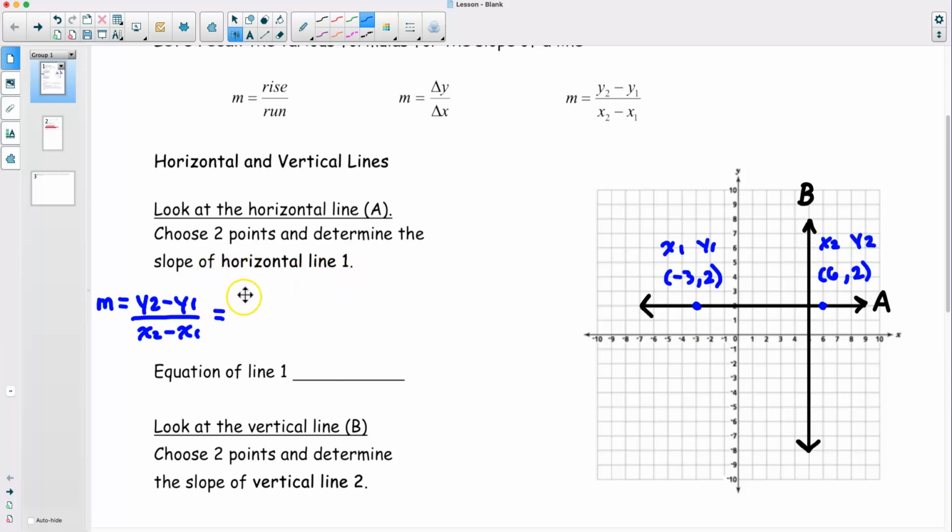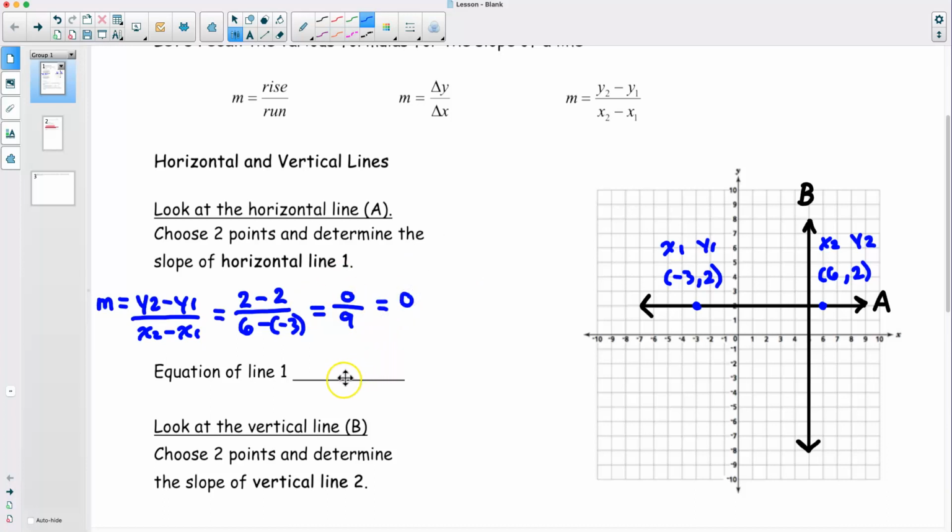So y2, we have a value of 2. Subtract, which comes from our formula. y1 is also 2. x2 is 6. Subtract, which is from our formula, and x1 is minus 3, so we're going to stick that in a set of brackets. So this is going to be 0 over 6. This makes a plus, so that's going to be 9. And that's just going to simplify to a value of 0.